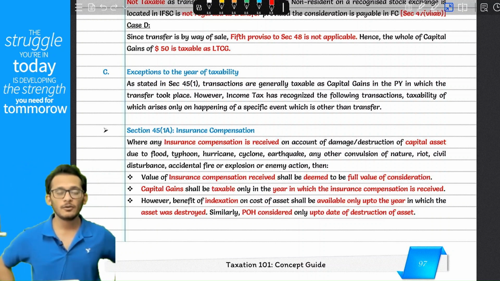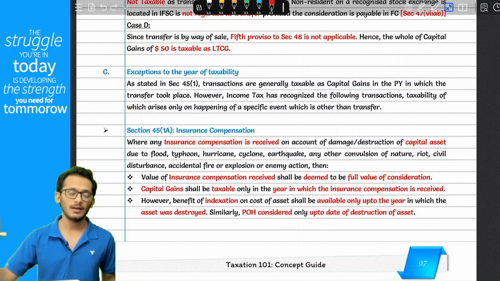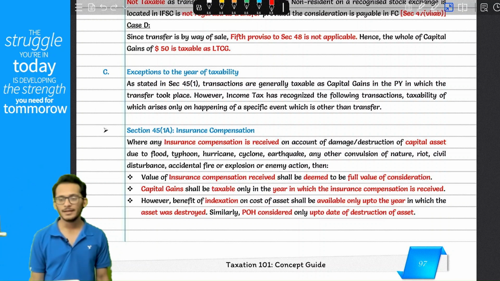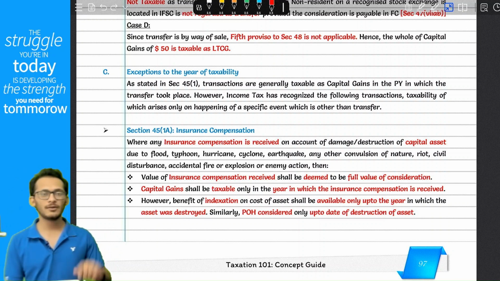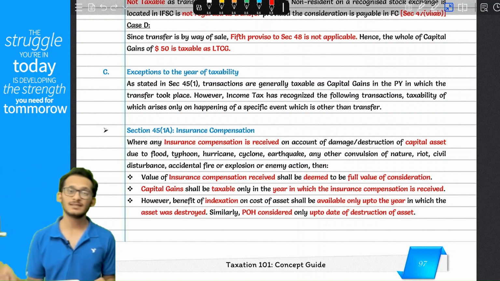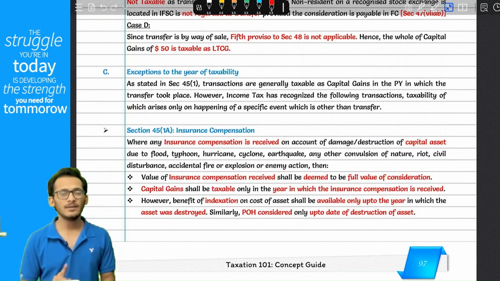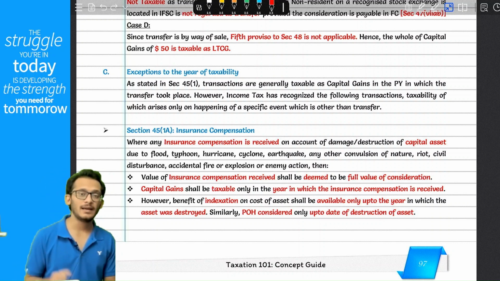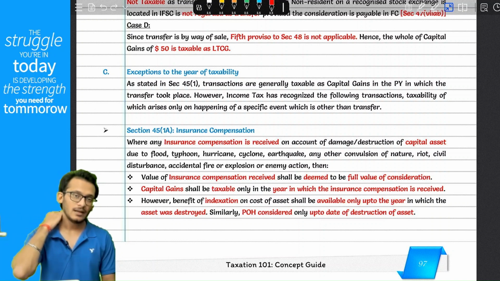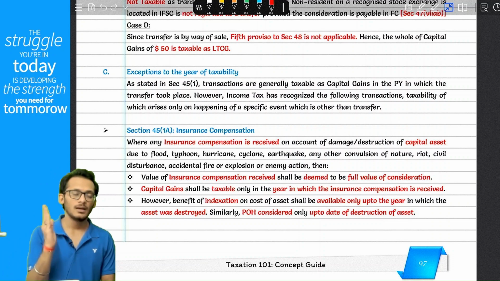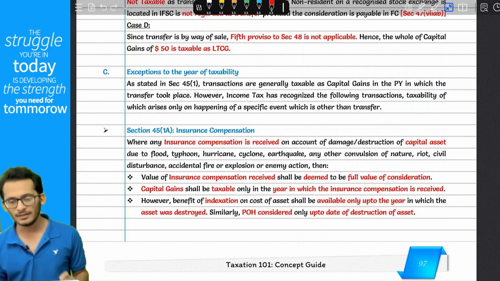Rahul, what will be my full value of consideration? It will be the money which I am receiving from the insurance company. My period of holding will be from the date of purchase of the asset till the date on which the asset is destroyed. Please understand very carefully. Even though you are going to pay tax in the year in which the compensation is received, the period of holding will stop on the date of destruction. The indexation will stop on the date of destruction.